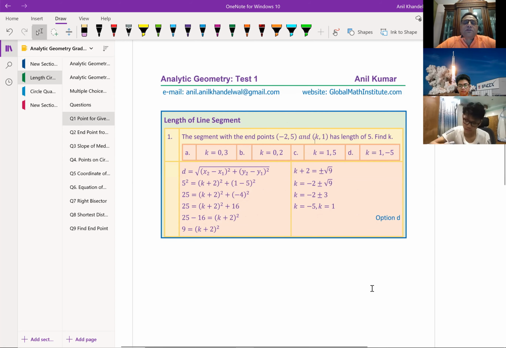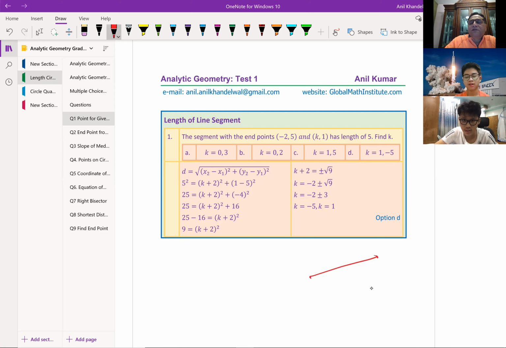Now, here is the very first question which says: the segment with the endpoints -2, 5 and k, 1 has the length of 5. Find the value of k. Now, can you tell me how will you approach and solve this question? Yes, Francis. We are given the endpoints, right? And we are also given the length. Length is 5 units. We need to find one of the coordinate points. We know one point is -2, 5, and the other point is k, 1.